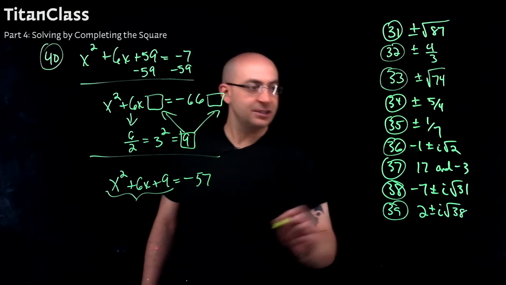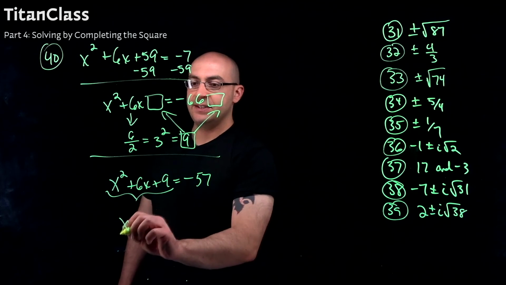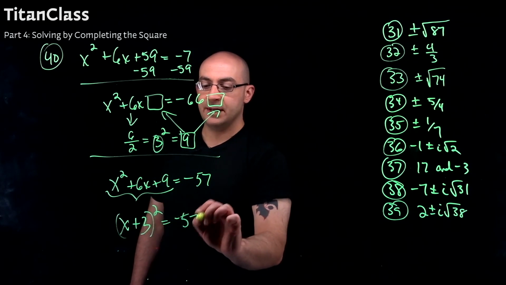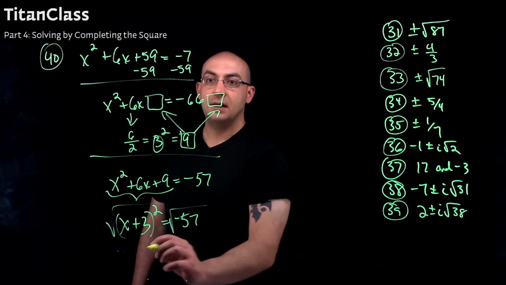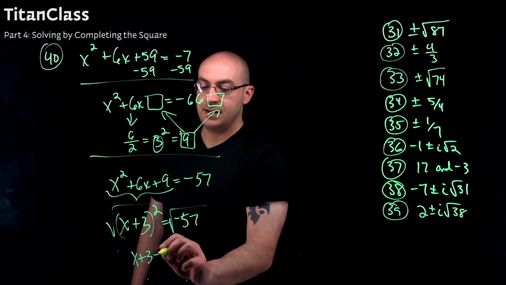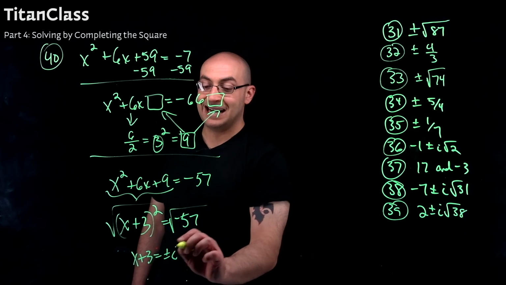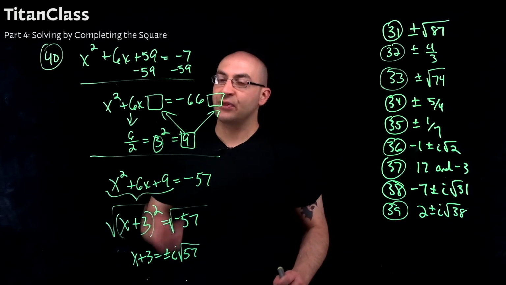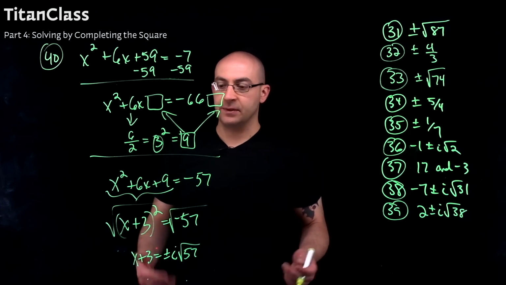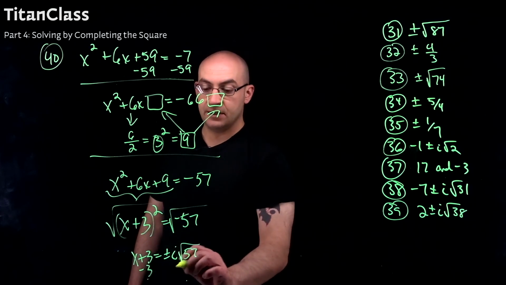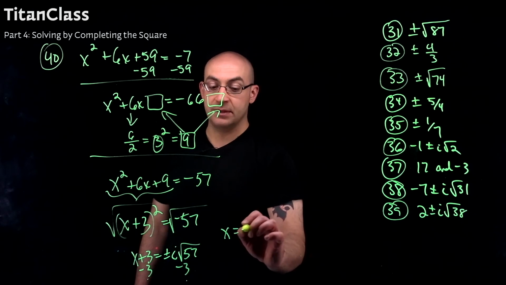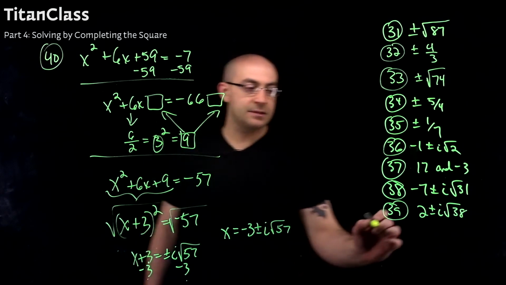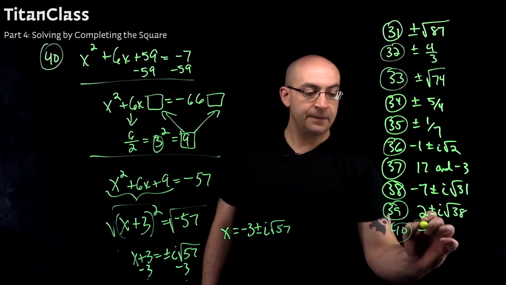These numbers have been really ugly the last couple ones. This is x plus 3 squared equals negative 57. We'll square root both sides, and I'll be left with x plus 3 equals plus or minus i root 57, because again, 57 is divisible by 3, but the other factor is not a perfect square. And we'll subtract 3 on both sides. Then we'll have x equals negative 3 plus or minus i root 57. Okay, so that's our final answer for the last one here in this set.